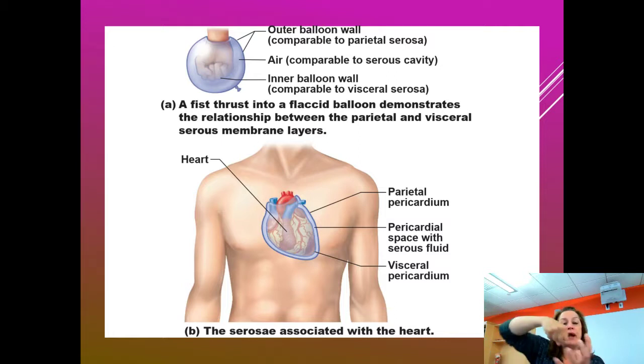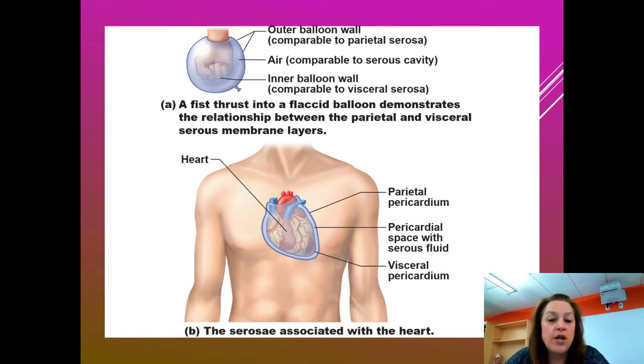It's 2 layers of membrane. So if we stick our hand in the balloon, the one that is rigid, adhered to the hand, would be our visceral serosa. Visceral means right on the viscera, right on the organ. Then there'd be space with the air. Then there'd be the outer part of the balloon, which would be the parietal layer.